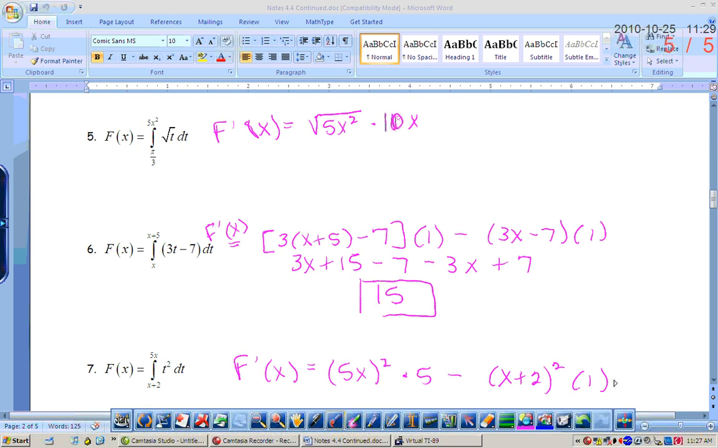Everybody okay? On 7, when you square a quantity, make sure you put it in parentheses. Like when you're plugging the 5x in, you either need to write the quantity, or you either need to write 25x squared or the quantity 5x squared.